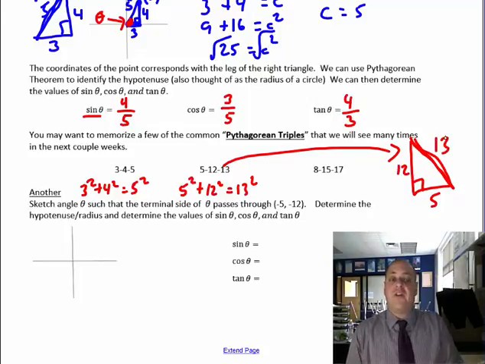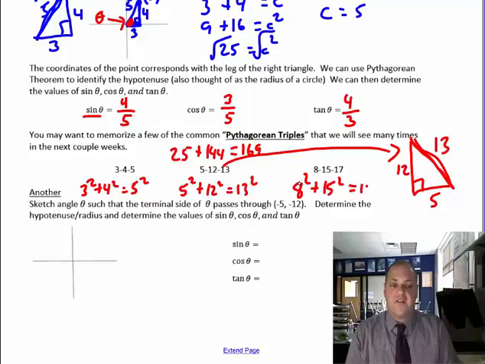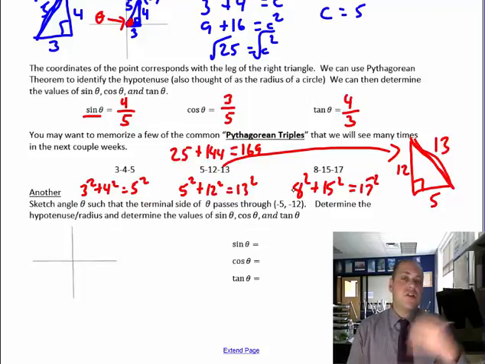If you knew a 5 and a 13, you would know this is 12. If you knew 12 and 13, you would know this is 5. You could just memorize 5, 12, 13, because it fits into the Pythagorean theorem. 25 plus 144 equals 169, if you actually square these out and then add them. This is another one: 8 squared plus 15 squared equals 17 squared. You don't have to memorize these. They're just shortcuts. You can always just do the Pythagorean theorem.